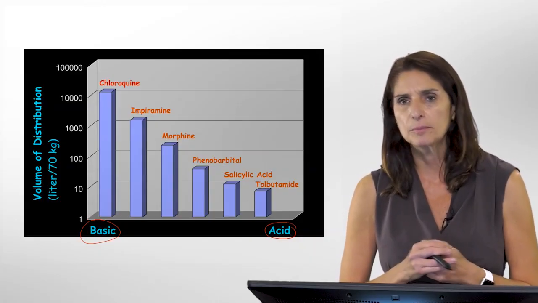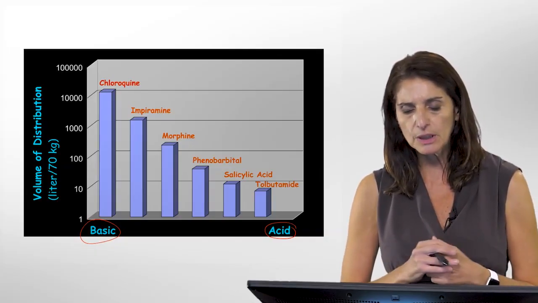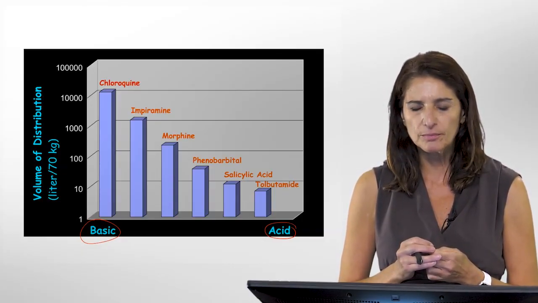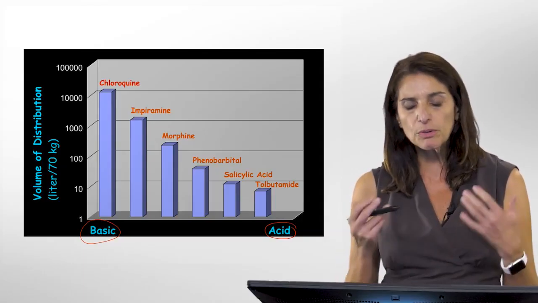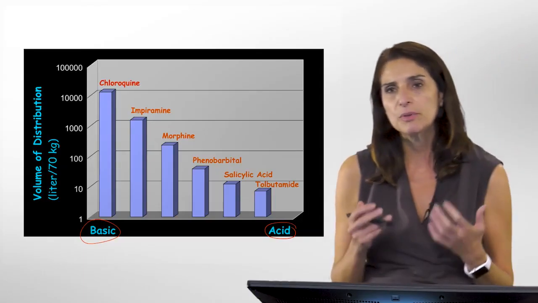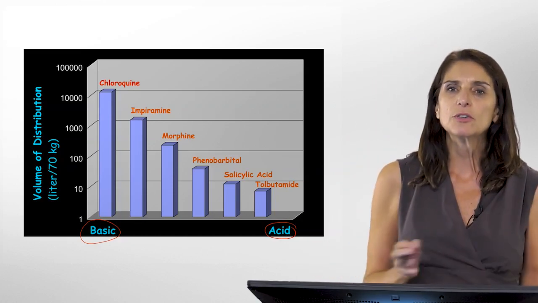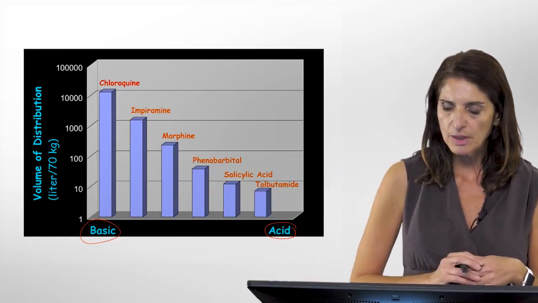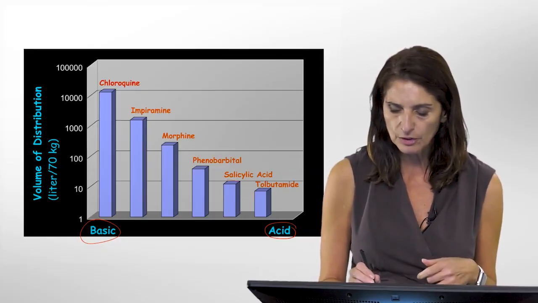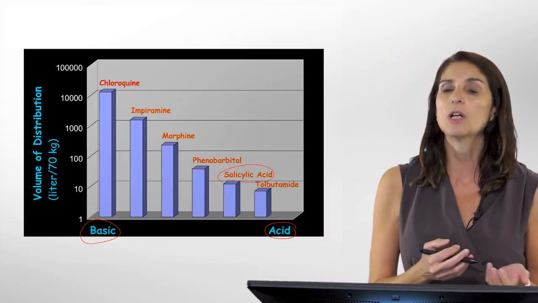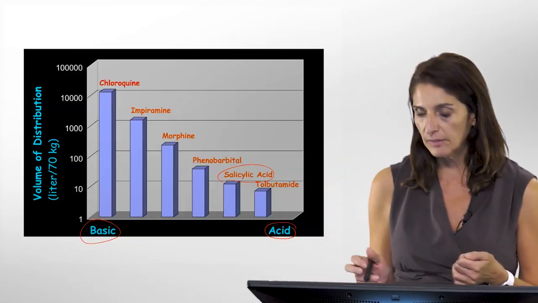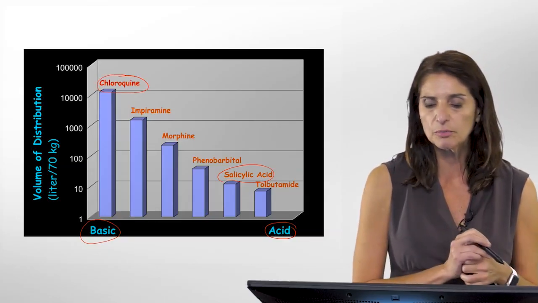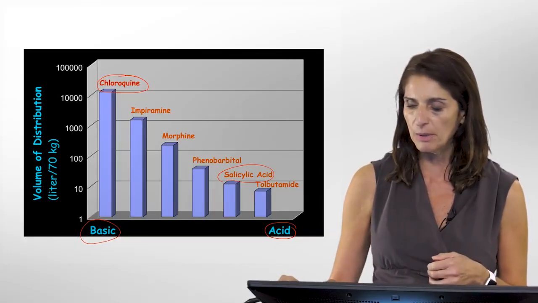That is again due to the partitioning into the tissues. So what we find is that in general, drugs that are basic in nature partition to tissues much better than drugs that are acidic in nature. And so the volume of distribution of a drug such as salicylic acid, which is water soluble and mildly acidic, is lower than the volume of distribution of a drug that is lipophilic and mildly basic.